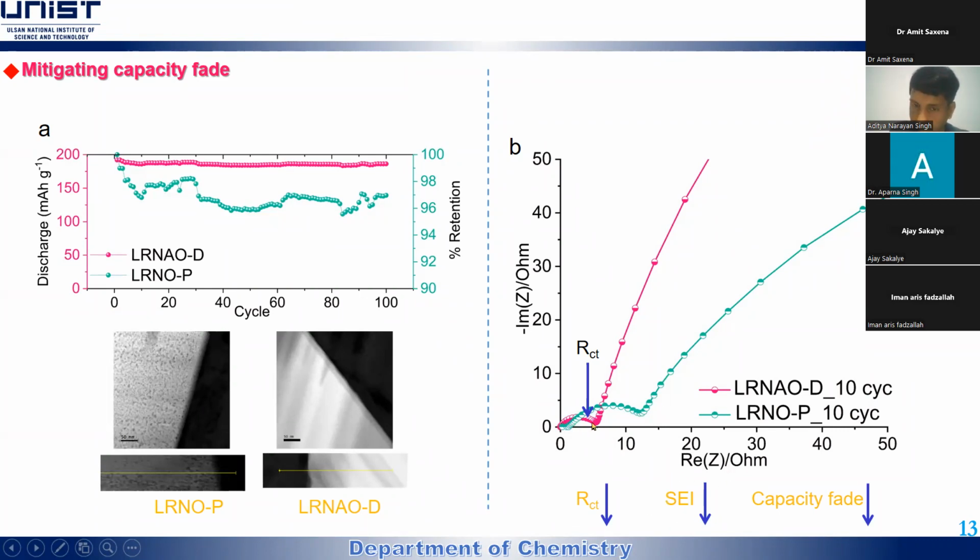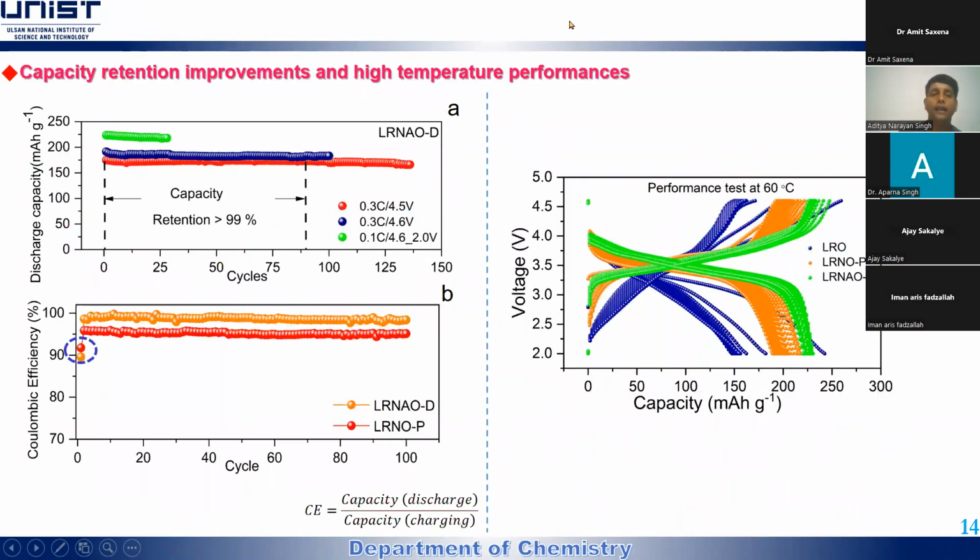So from this graph, we could see that RCT decreases, SEI decreases. When RCT and SEI both decrease, capacity fade also decreases. And that could be reflected here. We could see that the capacity retention is almost 100%, or it's greater than 99%. Why does our material have a better performance? We could see that our material performed better than 99% for more than 130 cycles. And that is quite appreciable.